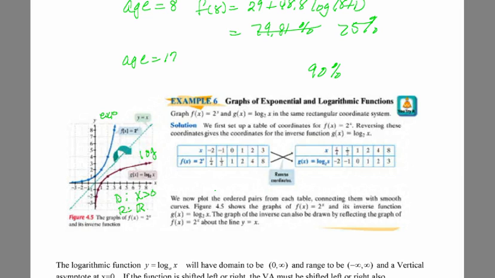You can see some ordered pairs were plotted. f of x equals 2 to the x, we plotted these earlier. Comparing a table of ordered pairs, what we see is the x values for the function all become the y values for the inverse. And the y values for the function become the x values for the inverse. Remember that swapping of x's and y's? Well, it happens here. So I could take the ordered pairs from the exponential function, swap them out, and get ordered pairs for the log function. And that could enable me to graph them. One way to graph it.